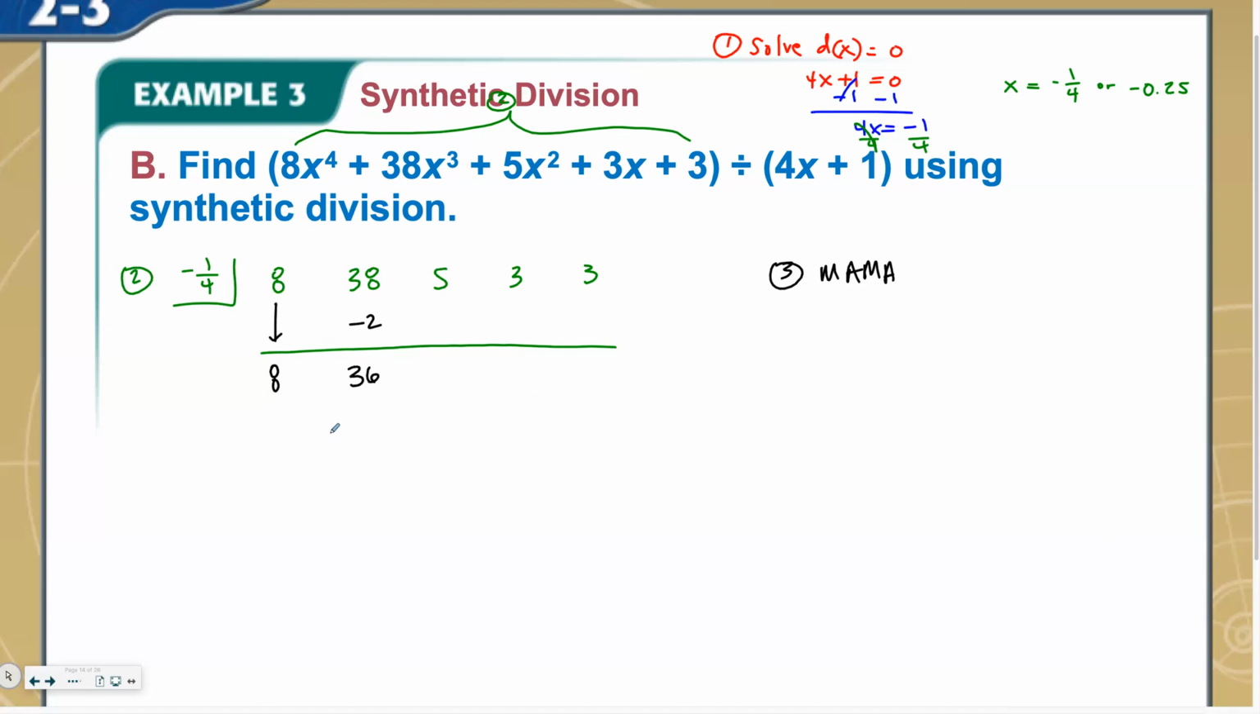36, good. And now I reload. Again, multiplying by 1 doesn't change it. So what is 36 divided by -4? -9, you got it. 5 minus 9? -4. And take my -4, again, multiplying by 1 does nothing. So what is -4 divided by -4? Positive 1. 3 plus 1 is 4. Here we go, reload. 4 divided by -4? -1. 3 minus 1 is 2.